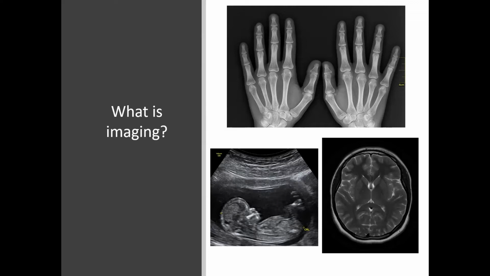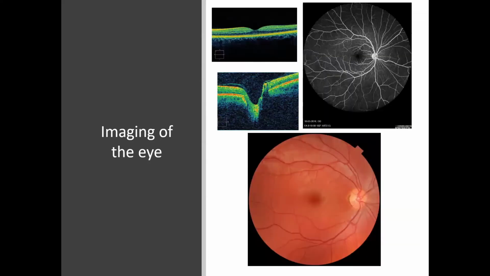Then how do we use imaging in the eye? Again, you might be familiar with some of these images. You have them done at your opticians or by us when you've seen us in clinic. This is the back of your eye and all the layers at the back of the eye. But how can these images help us with anterior uveitis?